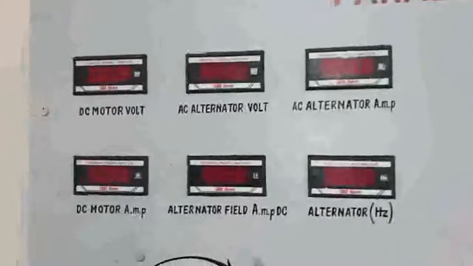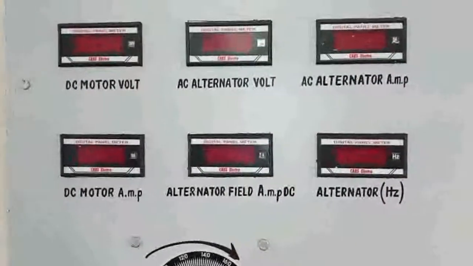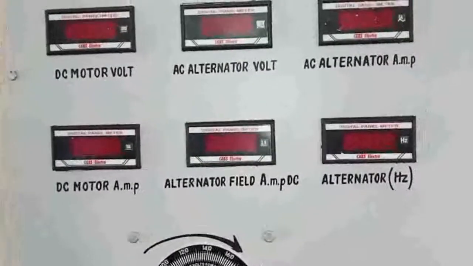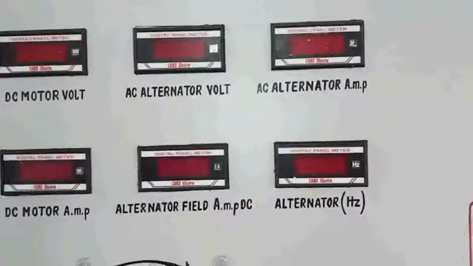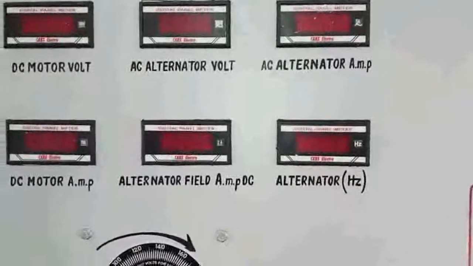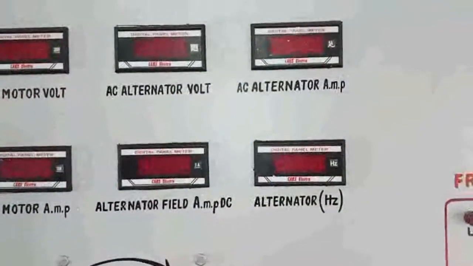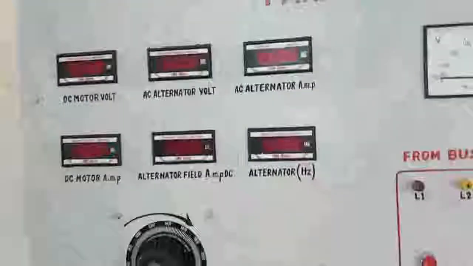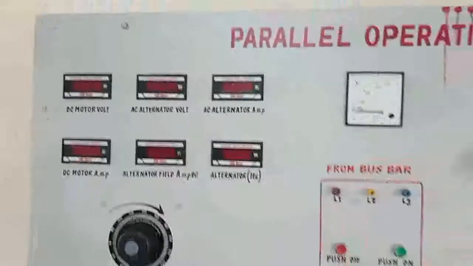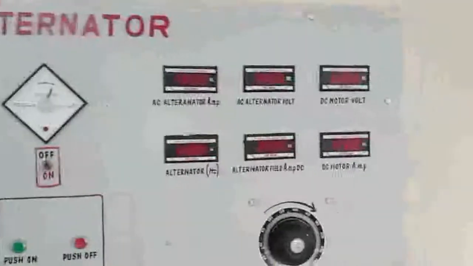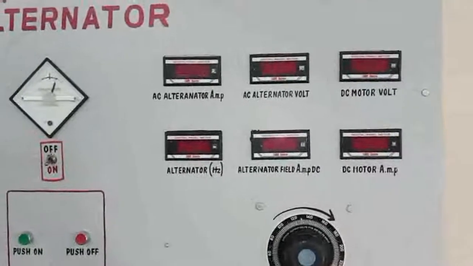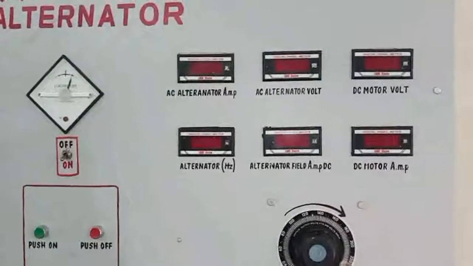As you can see, there are different meters. For the DC machine we have the DC motor, the DC voltage measurement meter, that is the voltmeter, and ammeters. For the alternator section we have the alternator voltage, the armature current, the field current, and a frequency meter, because as we know, we have to match the frequency when we connect two alternators in parallel. In the same way, on this side also the same meters are there, voltmeters, ammeters and frequency meters, which we have to measure when we connect two alternators.